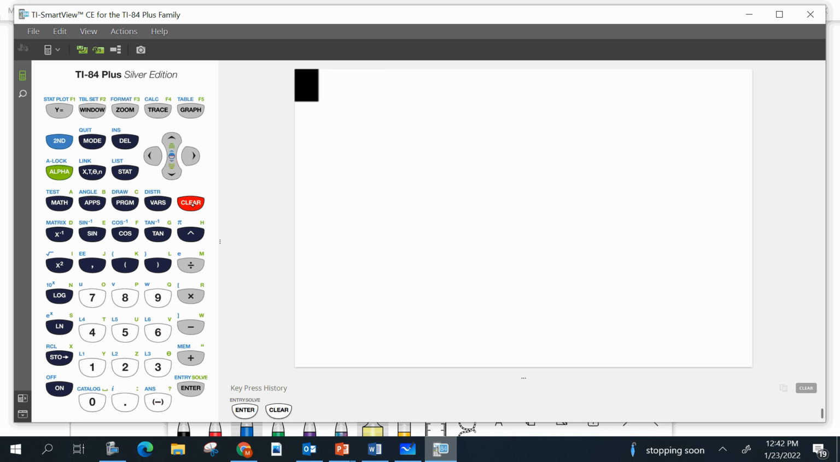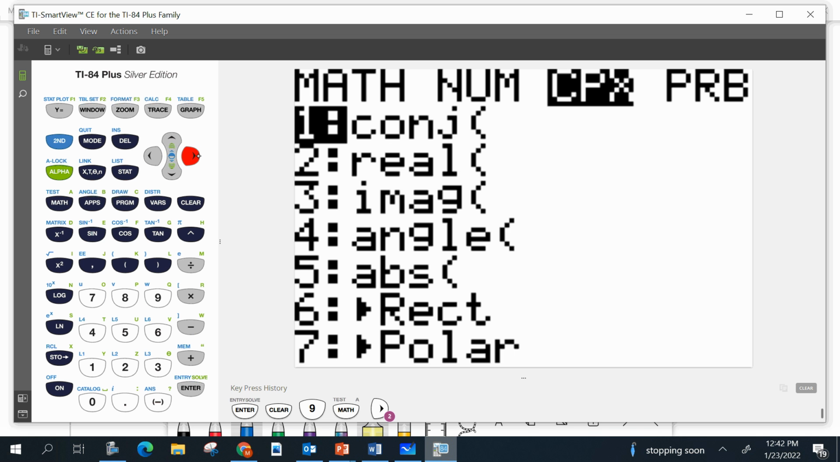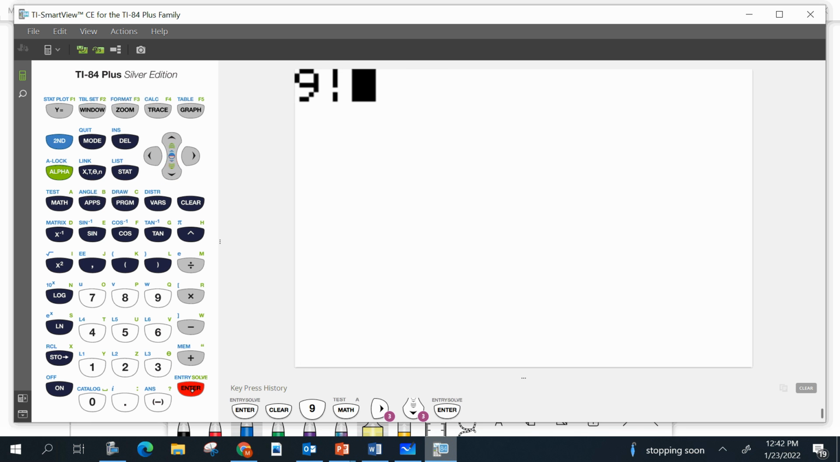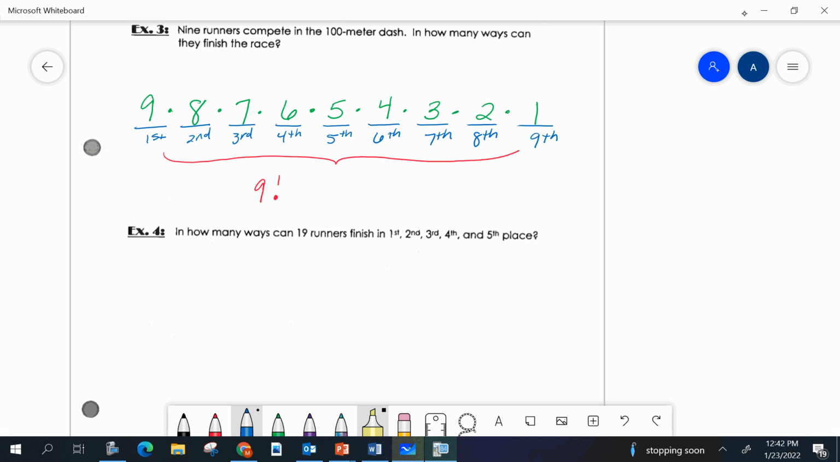You know what? I'm going to back up and we're going to do this again because I forgot to hit the 9. So let's hit 9 first. Let's go to the math key again and over to probability. Now from here, you could actually just hit number 4. You don't have to scroll down, but I'm going to go down to number 4. I'm going to hit enter, and I see this 9 exclamation point. Okay, and that is the total number of ways that the runners could finish the race. 362,880. So let's come back over here, and this is equal to 362,880 different ways that these runners can finish the race.